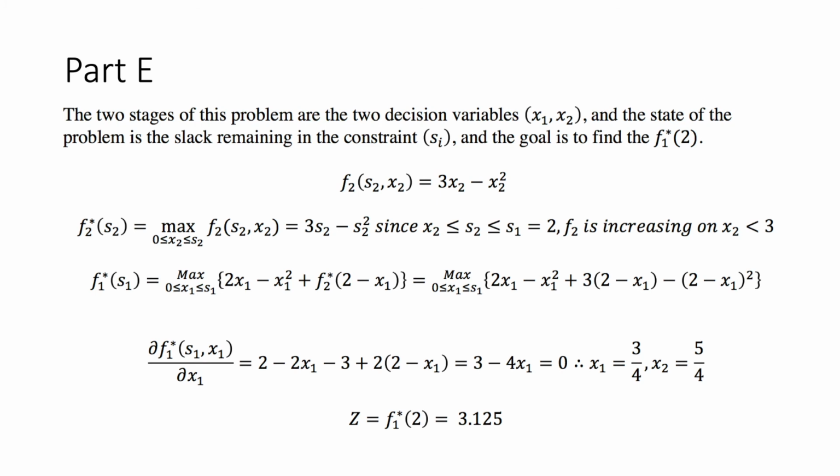We plugged in 2 minus x1 because that was the singular given constraint of the original problem, and thus after taking the partial derivative of f1 star with respect to x1, we were easily able to solve for x1 equal to 0.75, x2 equal to 1.25, and thus ultimately z would be equal to 3.125.